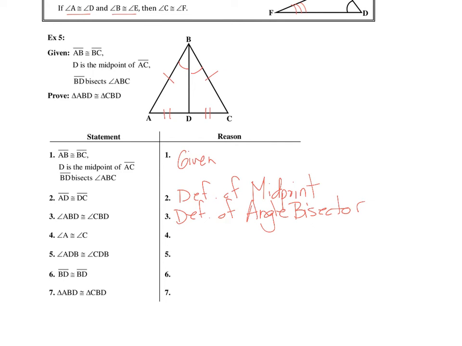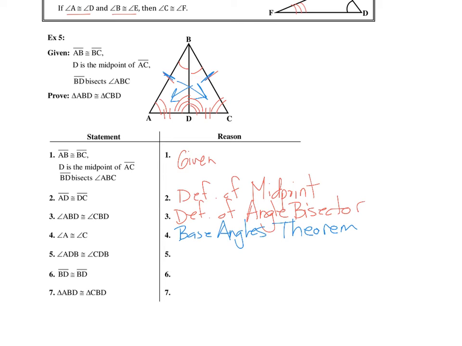All right, then I have angle A is congruent to angle C. Well, this is an isosceles triangle here, so I know these angles across from the congruent sides must be congruent. So that's known as the base angles theorem. All right. And then I have ADB is congruent to CDB.